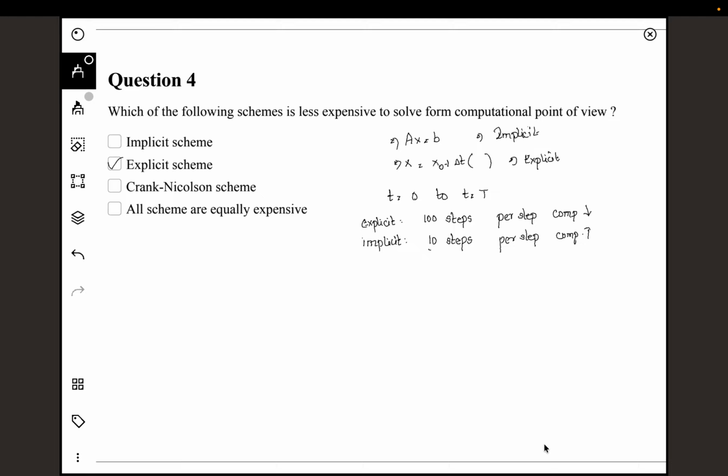The idea is that this product is something that matters, and we cannot say in general, it kind of depends on the problem that you are solving. So here we are assuming that this question is asking about per step computation. As long as it is per step computation, explicit schemes are cheaper from a computation point of view.